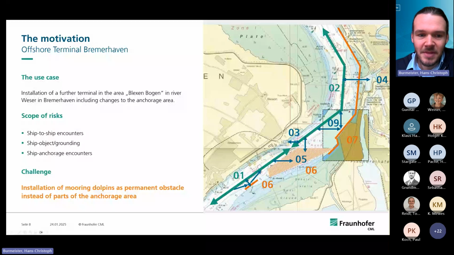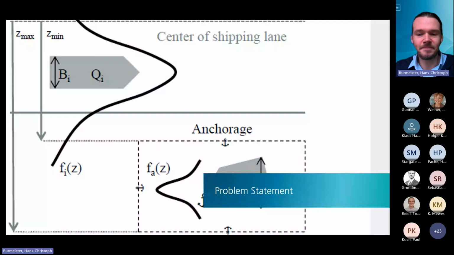As you can imagine, this installation of mooring dolphins is a permanent obstacle. So of course there's a certain risk. As soon as you have permanent obstacles, it's capable to collide with them. And the idea was to assess how that would change. Now, don't worry, you might see some formulas, but I will not go into the details.